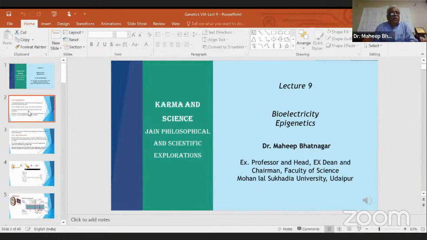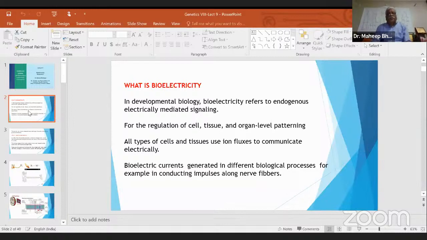So now we'll talk about bioelectricity. In developmental biology, the word bioelectricity refers to endogenous electricity, which is basically related to the transfer of information or mediating signals from one place to another, as happens in the nervous system. Bioelectricity also plays a very important role in the regulation of cells, tissues, and at the same time, the development of different organs. The formation of organs is known as organogenesis, and this is also defined as the patterning of organs.